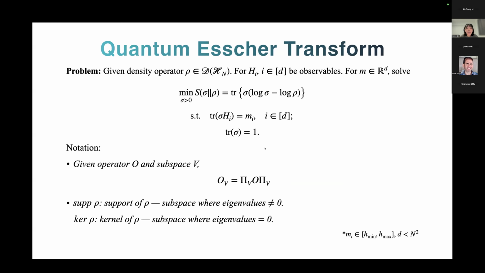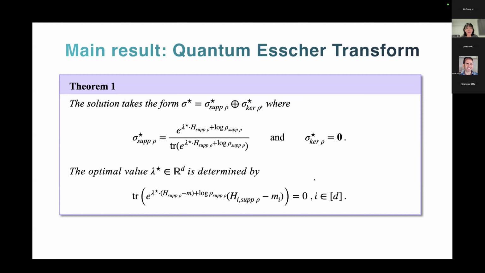Because we know in the relative quantum relative entropy, the sigma state should stay within the support subspace of the rho. Then we know that the sigma only satisfies the non-zero condition within the subspace of the rho. So it leads us to the main result of this problem, which is that the solution takes the exponential form, e to the lambda star dot h plus the log rho.